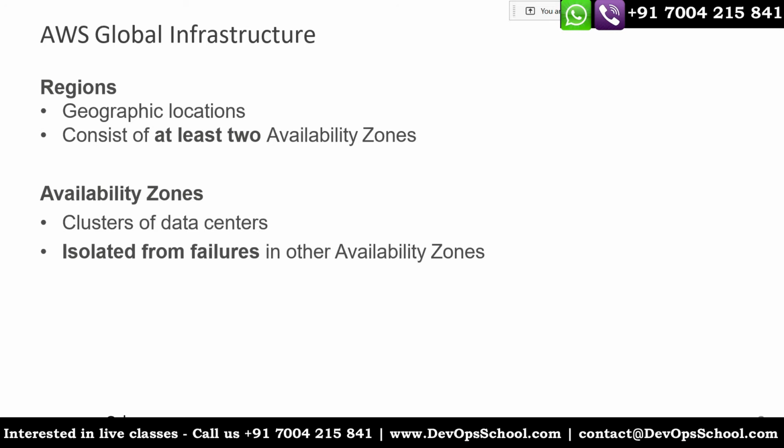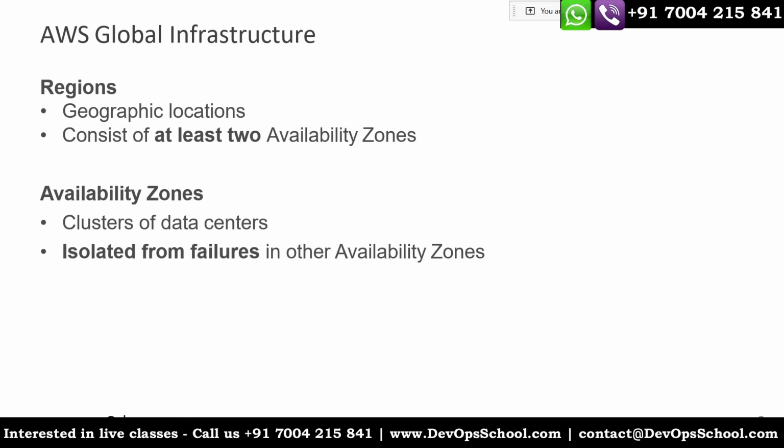Now here we need to understand that each region will have two or more availability zones. So what is an availability zone? Let me put it in a simple way. Let's say I am an end user of AWS and I want to run applications on AWS. I have selected a region, I want to run an application in the Mumbai region. And let's say I bought some virtual machines and my application started running on those machines.